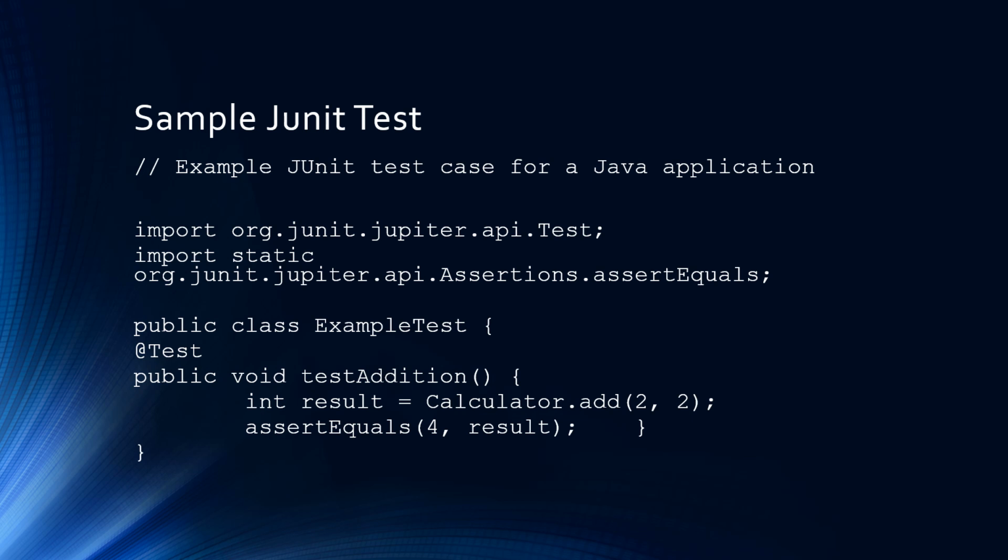A common anti-pattern to avoid is testing implementation details rather than behavior. Your tests should verify what your code does, not how it does it. This makes your tests more resilient to refactoring.